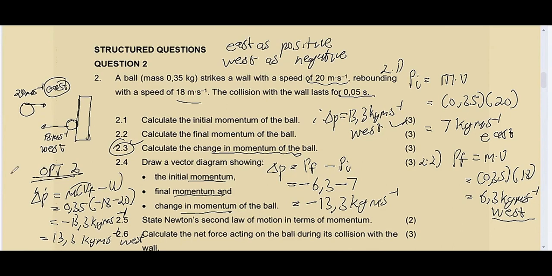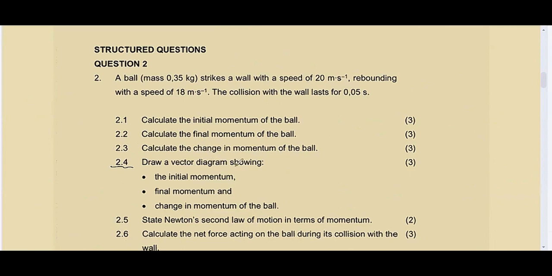Now, 2.4 says, draw a vector diagram showing the initial momentum, final momentum, and change in momentum of the ball. So let's indicate this. We have our dot here, which is the tail. Remember, when we are drawing a vector diagram, it is always the head to tail method or the tail to head method. So we have the tail there, and then it's going all the way to the head. So this will indicate our initial momentum, right? And then this here will indicate our final momentum.